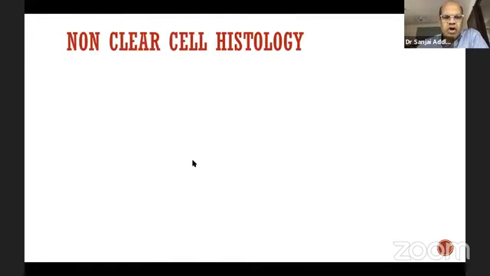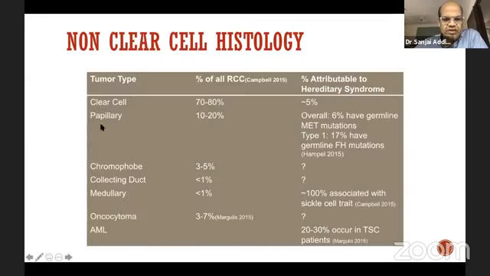The third one, non-clear cell histology. So when you look at the chances of it being attributable to hereditary causes, when you say clear cell RCC, it is less than 5% or around 5%. The moment it becomes papillary, there is 6%. And then when it goes down the line to medullary, almost 100% of the time, it is associated with sickle cell trait. And when you look at AML, around 20 to 30% of them could be genetic. So that's the reason. When we looked at the age, less than 50, second was the family history. The third is non-clear cell RCC.